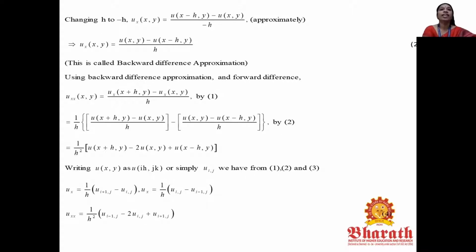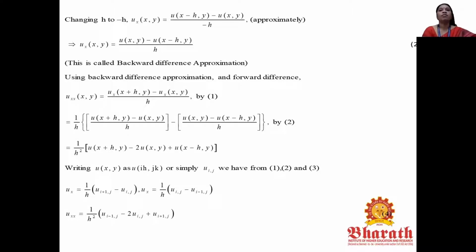So changing h to −h, we will get ux(x,y) approximately equal to (u(x−h,y) − u(x,y))/(−h). That is, we are replacing our h by −h. That is, ux(x,y) = (u(x,y) − u(x−h,y))/h. We are taking the positive terms first and the negative terms next. So this is called backward difference operator.